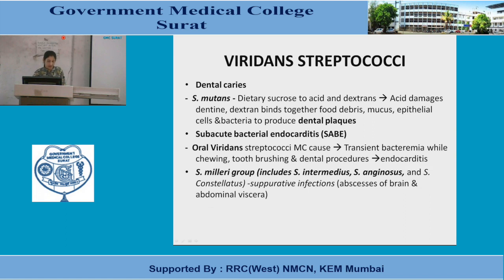So the dental plaque formed by Streptococcus mutans, and this mutans strain, is responsible for subacute bacterial endocarditis. Oral viridans streptococci are the most common cause, producing transient bacteremia while chewing, toothbrushing, and dental procedures, which will lead to endocarditis.